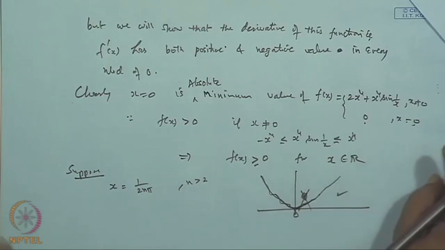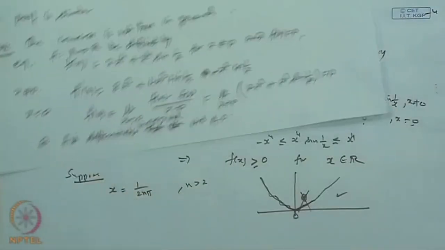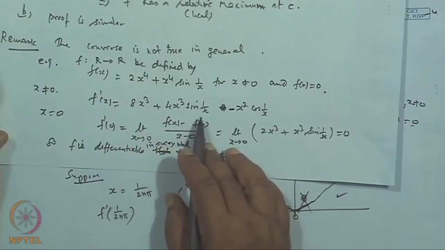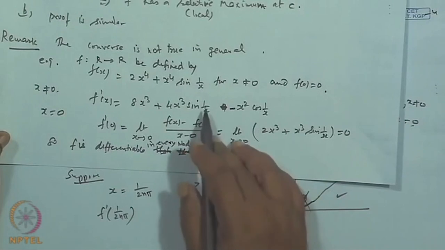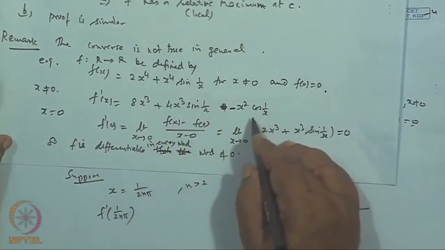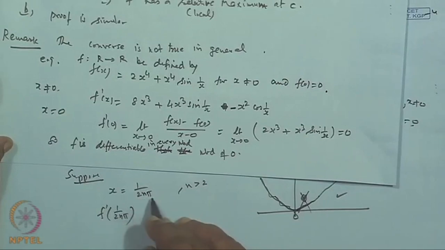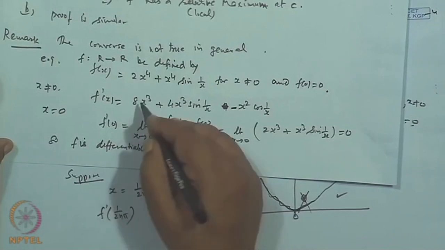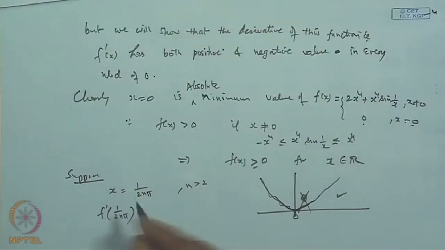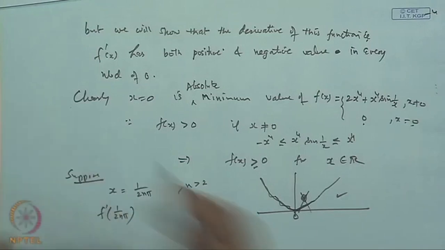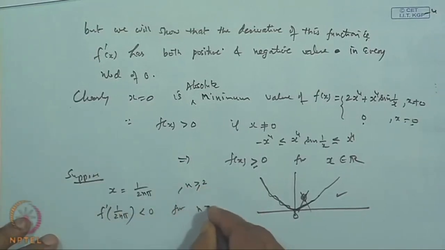Then what happens? The derivative of this function f prime x at this point is defined like this. So, this is positive. Now, since it is 2 n pi, this will be 0, this will be 0, and here it will be something negative, is it not? So, when we take n greater than 2, 4 into pi becomes more than 8, in fact. So, we get this value negative. In fact, we can show that it is negative for n greater than or equal to 2.